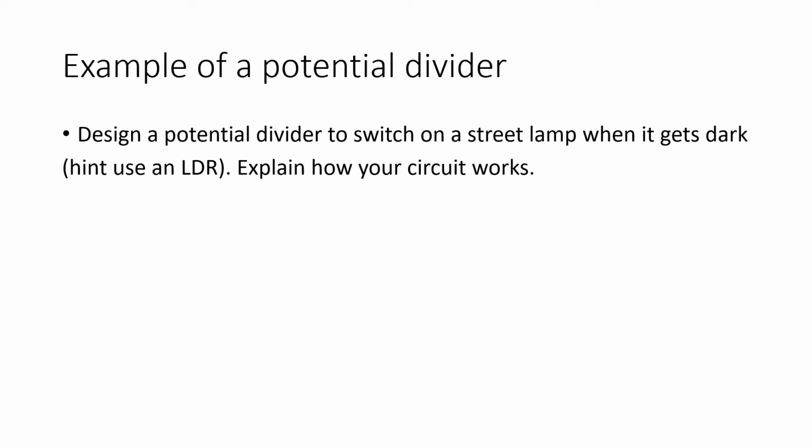Activity for you to try. Design a potential divider to switch on a street lamp when it gets dark. Hint, you'll need to use an LDR, a light dependent resistor. Explain how your circuit works. Pause the video and have a think about this for a few minutes.